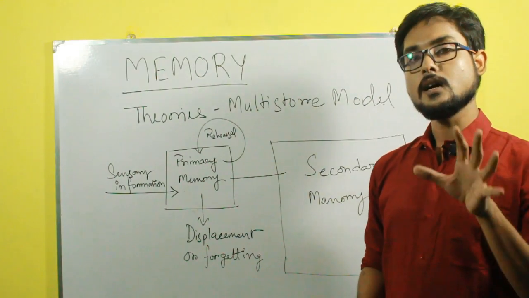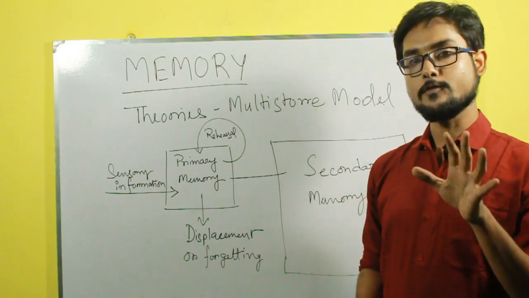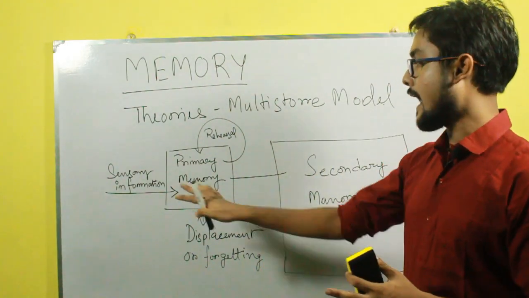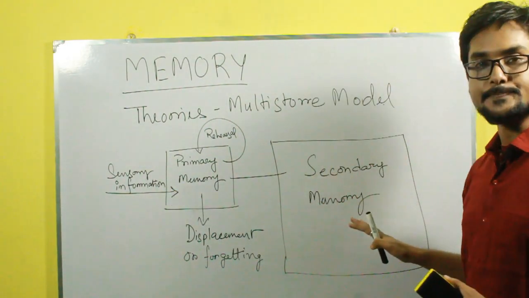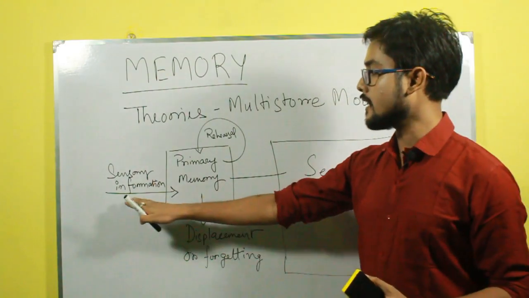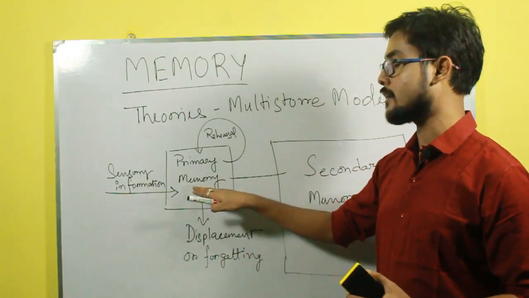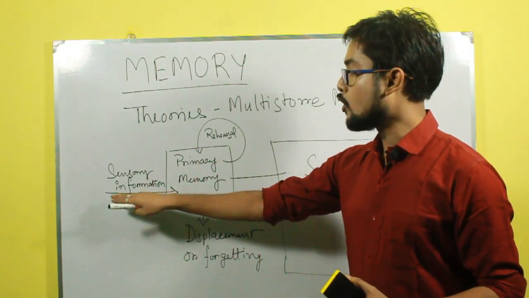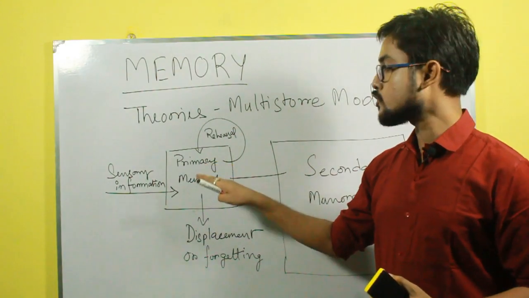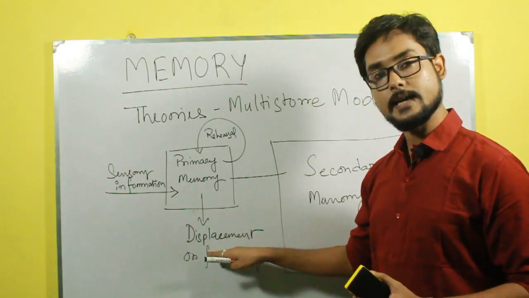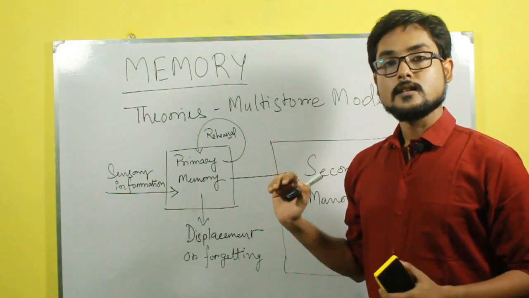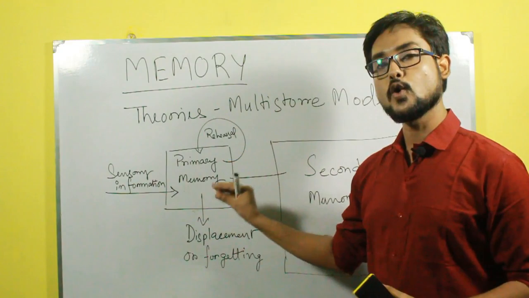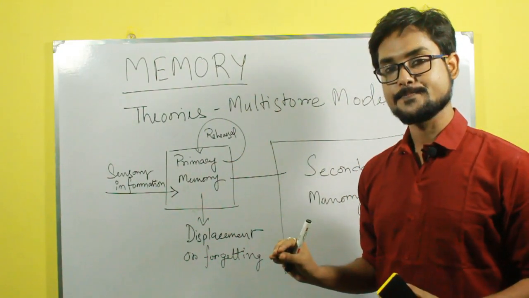If we put the Wolff and Norman multi-store model of memory in a diagram to understand, the diagram would look somewhat like this, where the sensory information first comes into the primary memory, which has a very limited capacity. As more information comes in, most of the information gets displaced or forgotten. Therefore, due to the limited capacity of primary memory, it cannot hold on to much information.